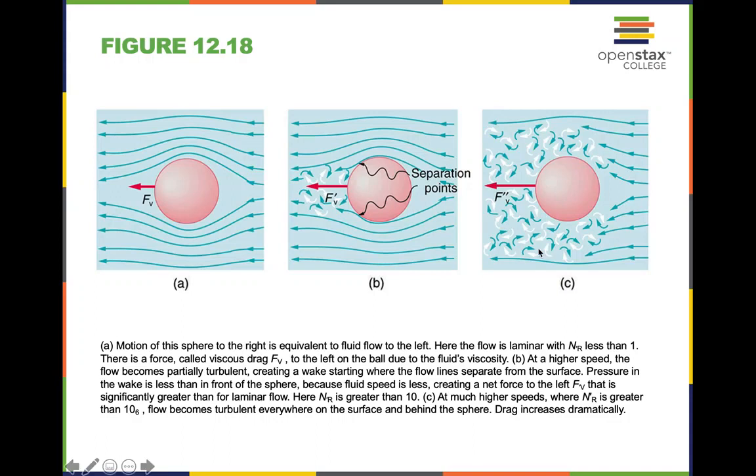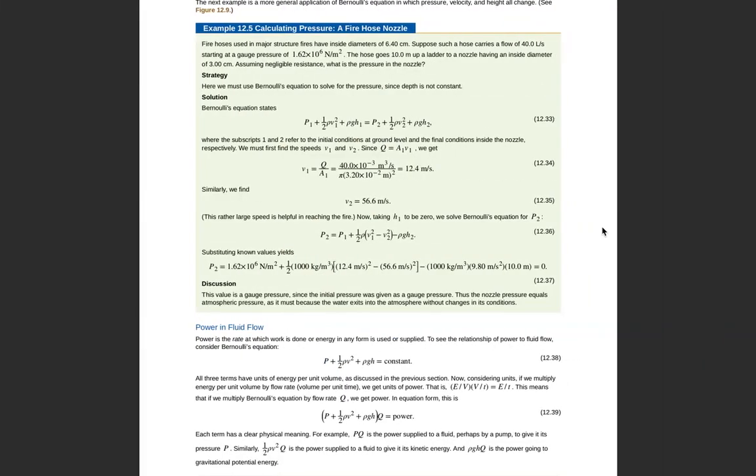And then for C, now you see all this turbulence. At much higher speeds, where NR is greater than 10 to the 6th, flow becomes more turbulent everywhere on the surface and behind the sphere. Drag increases dramatically. So the more movement there is, the crazier it gets from A to B to C. Okay, and that's really all there is to know about chapter 12. Like I said, it's a pretty short chapter.